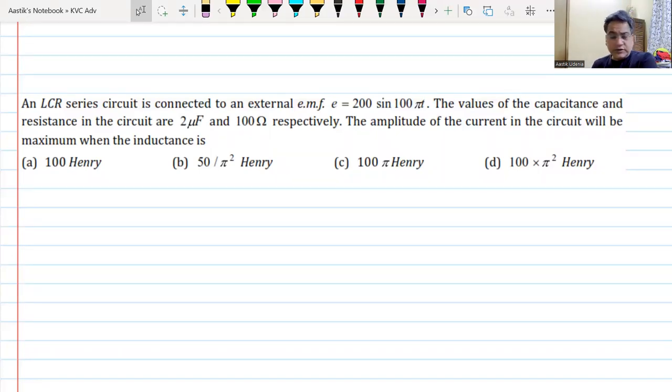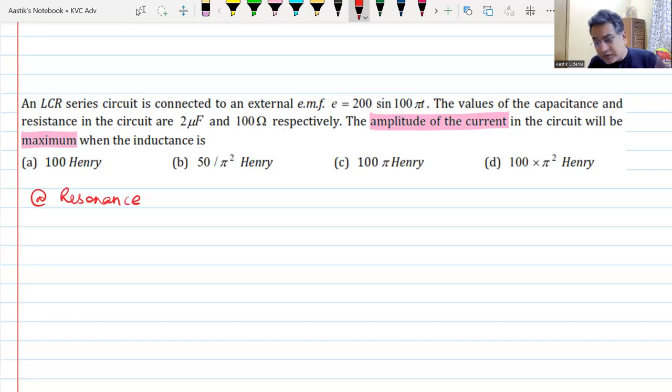So how are we going to solve this question? See, it is given that the amplitude of current has to be maximum. Now, what do you mean by the amplitude of current being maximum? This is the case where the circuit would be in resonance. I hope we will understand this. At resonance, impedance is minimum and the amplitude of current, or the RMS value of current, or any value of current is maximum because impedance is minimum. So, we just have to put the condition of resonance. XL will be equal to XC, or I can say omega square is 1 by LC. So, L will be equal to 1 by omega square into C.